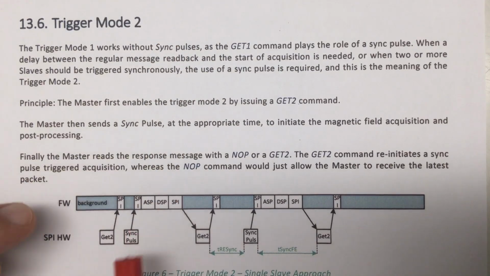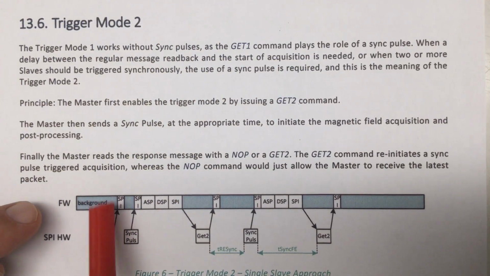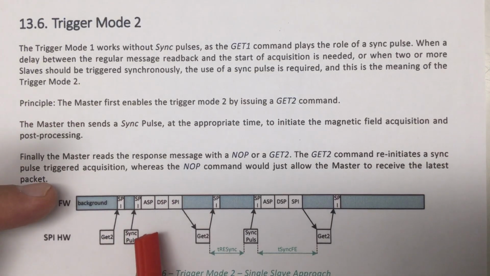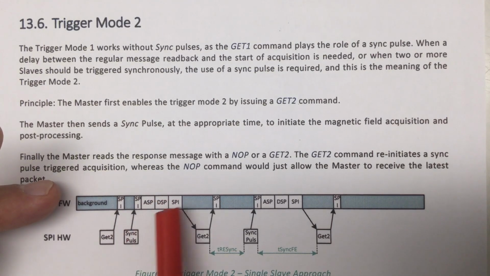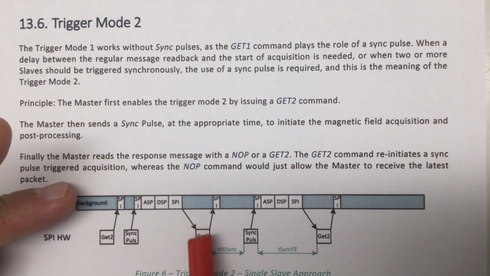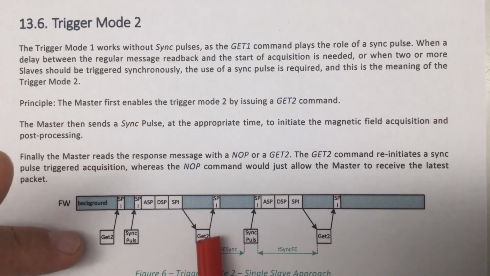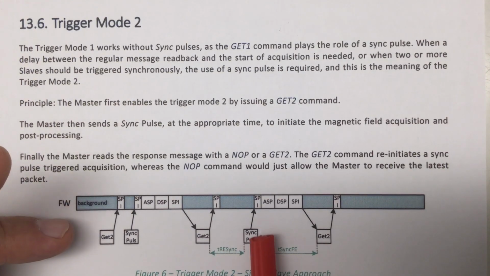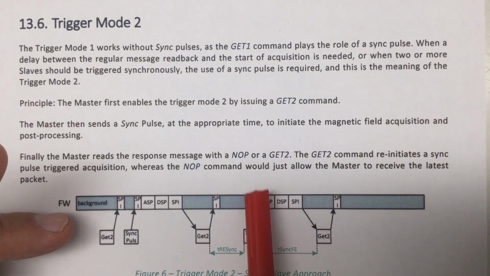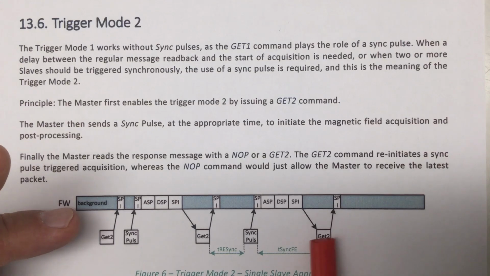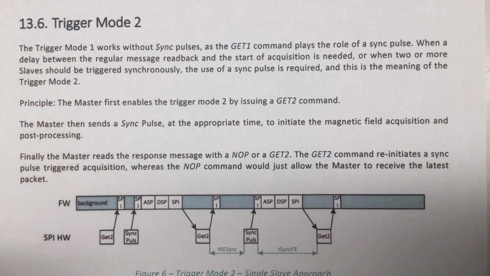In trigger mode 2, you send a get2 command to the slave, and then the slave does nothing. It waits until it gets a sync pulse, and then it starts with the data acquisition and the digital signal processing and so on. And then with the next get2 command, you get the data you requested. And then the whole cycle repeats. You send another sync pulse, and then the data acquisition, etc. starts. And with the next get2 command, you get the data.